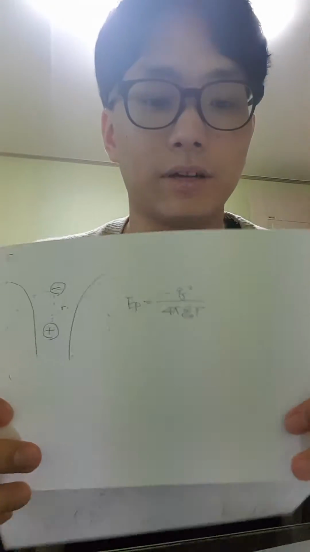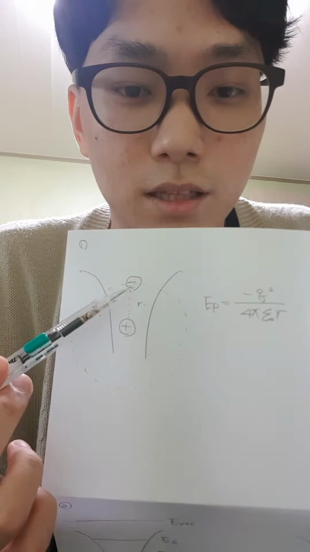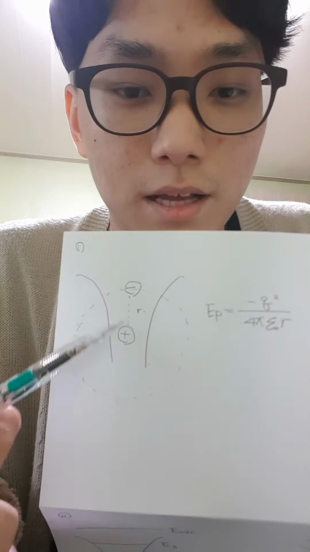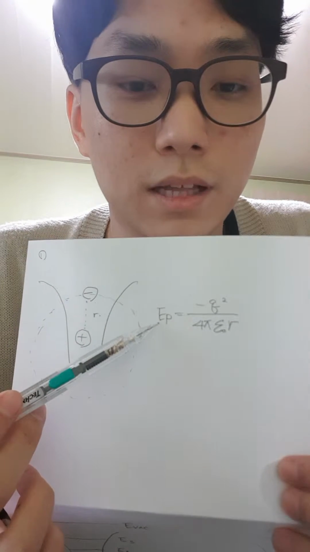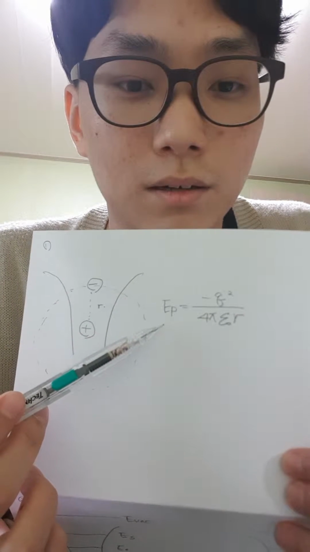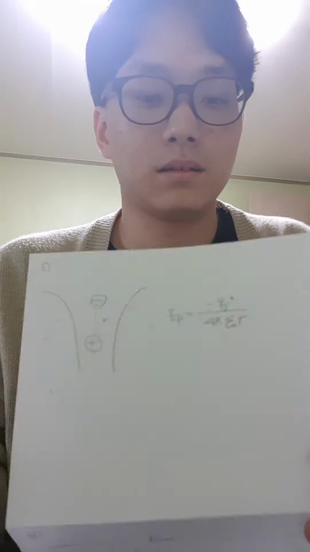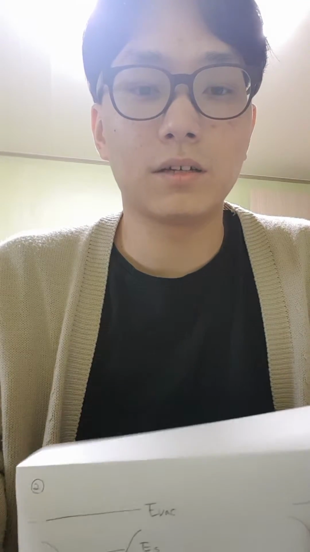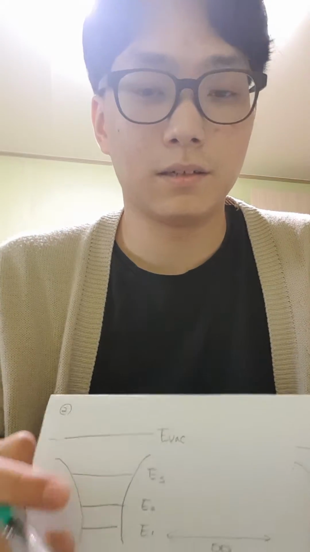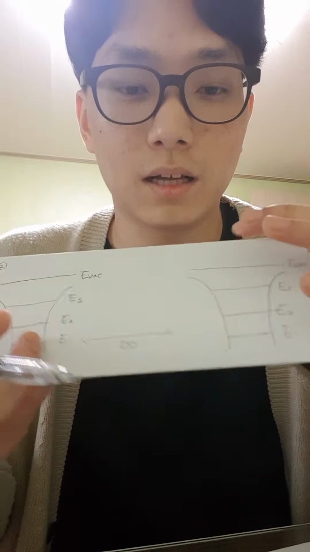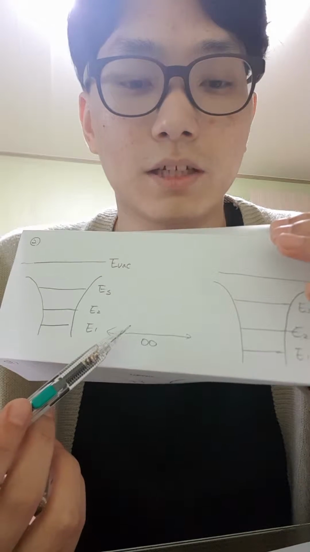Let's see the graph. There is an atom and there is an electron turning around the atom. The electron has potential energy, which is an equation like this. However, if there are two hydrogen atoms, then what happens? If two hydrogen atoms are far enough apart, then there is no effect on each other.